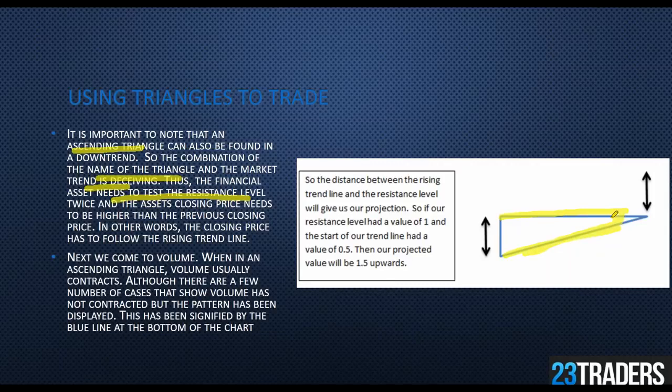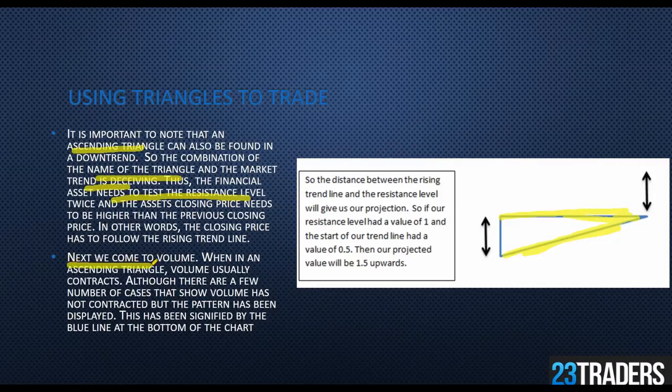So you need twice to test the resistance line, and the actual center of the triangle, when you're forced in here, will fit those rules, that the close has to be higher than the previous close. So once you have it testing this resistance line twice, and then the close is higher than the previous close, you now have the final formation of your actual triangle.